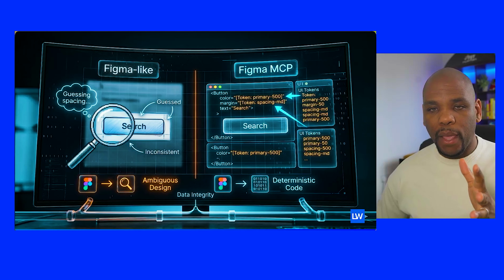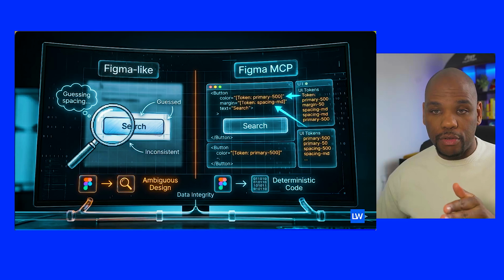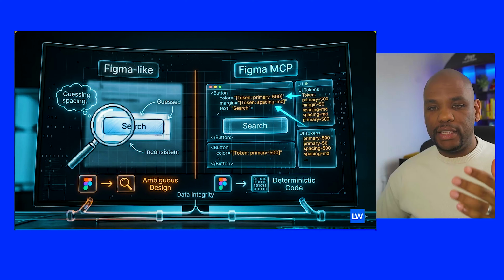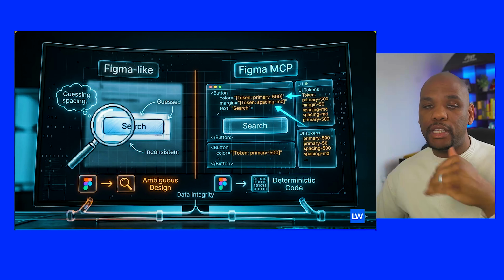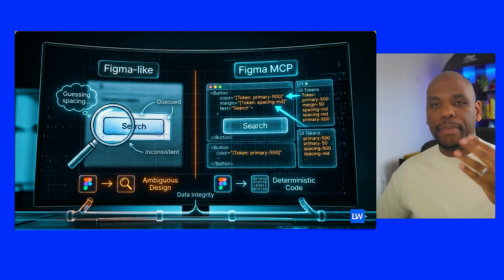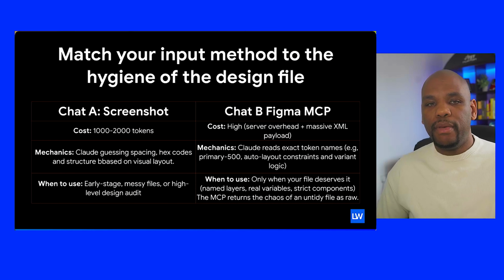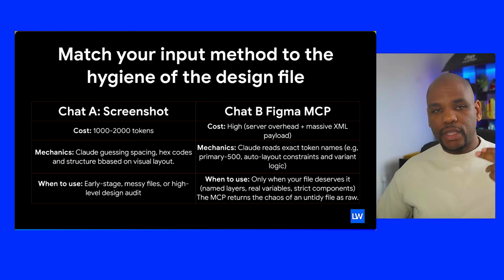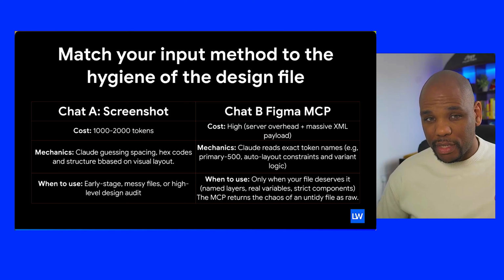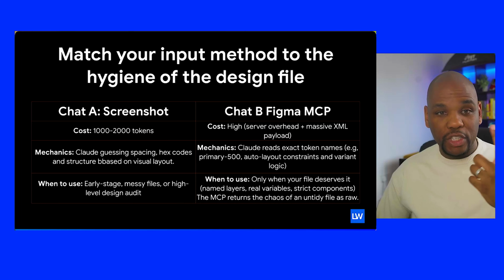that you've given it. Whereas the MCP is going to be drawing from any tokens that are being used. So if you've got it connected well and you know that you've used good tokens and you've named things well, then the MCP is super effective. Especially if you're trying to build something that's pixel perfect, MCPs are super good as well. So you want to match your input method to the hygiene of the design file. If you have a screenshot, it costs anywhere between 1,000 to 2,000 tokens, and Claude is just guessing the spacing, hex close, structure, and visual layout.